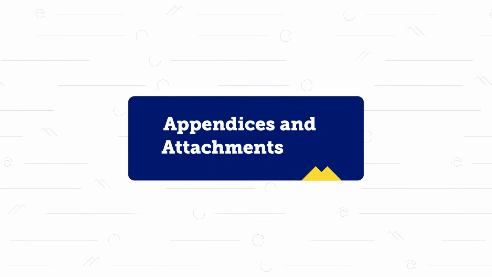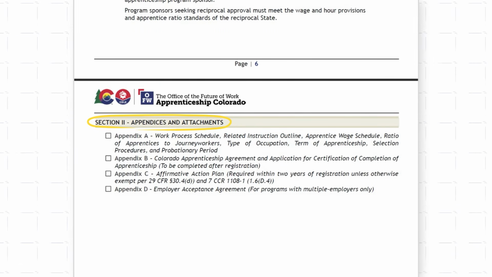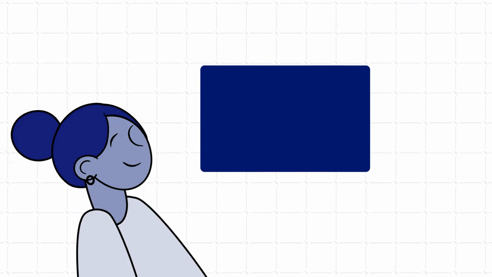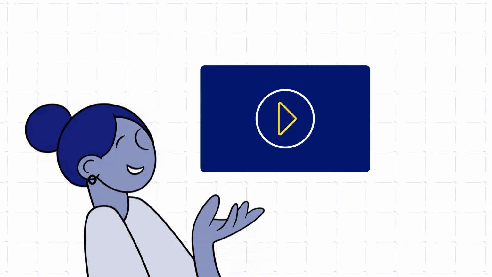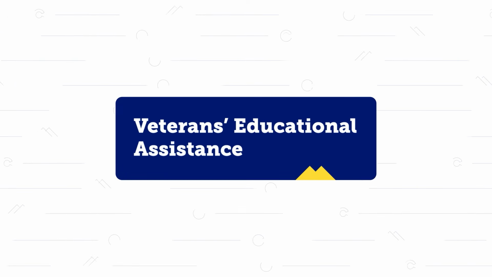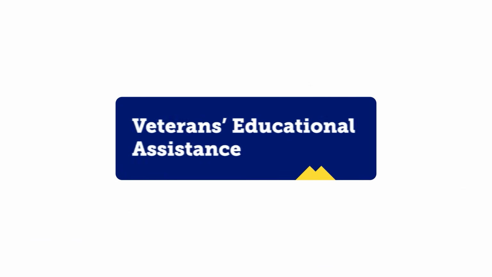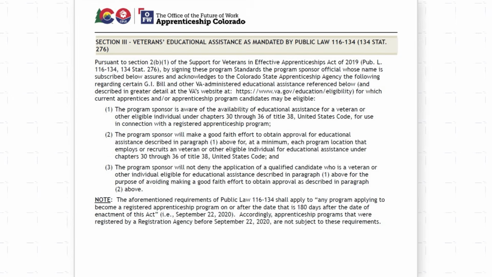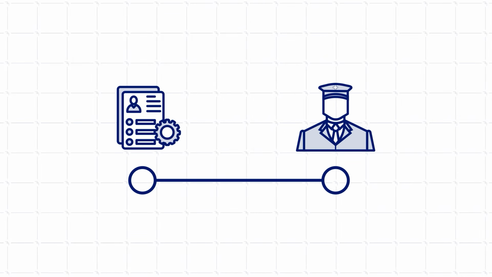Section 2 lists all additional documents that support your standards, such as Appendix A, the work process. We'll explore each of these documents in upcoming videos. Section 3 describes how your program supports eligible veterans, including educational benefits and compliance with federal mandates. This helps veterans access valuable training opportunities and ensures the program complies with important government regulations.